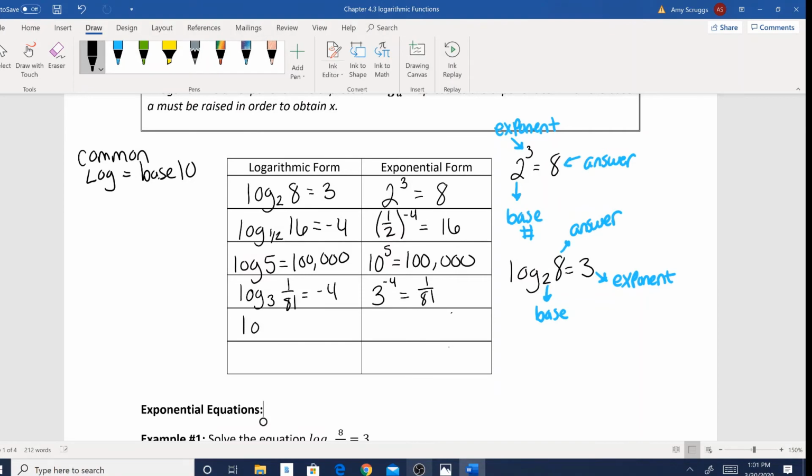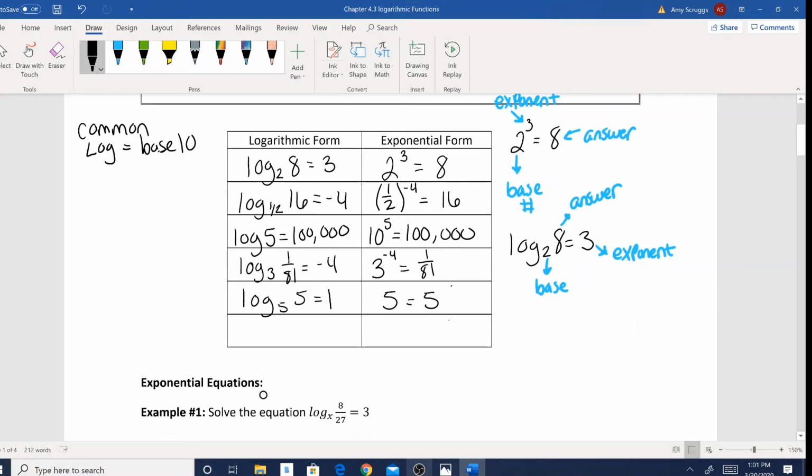Let's say we have log base 5 of 5 is equal to 1. That's the same thing as saying 5 raised to the first power is equal to 5. And if it's raised to the first power, you don't even have to put the exponent there. You can just leave it as 5.